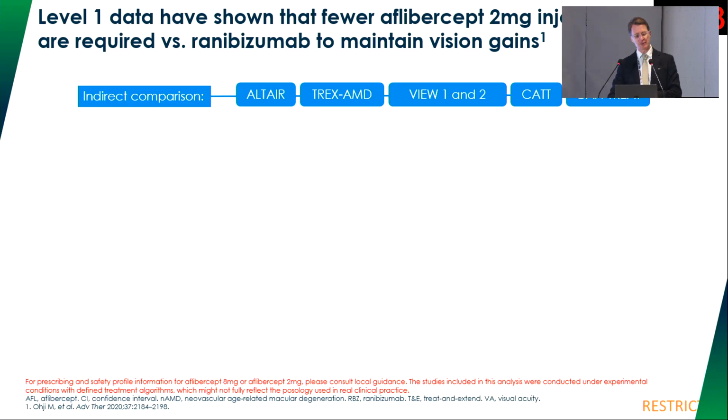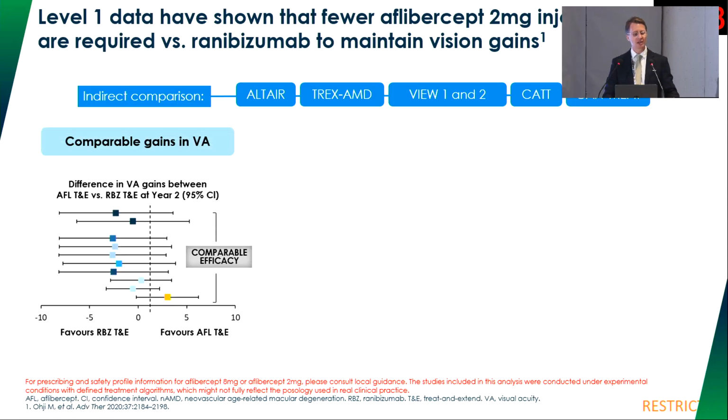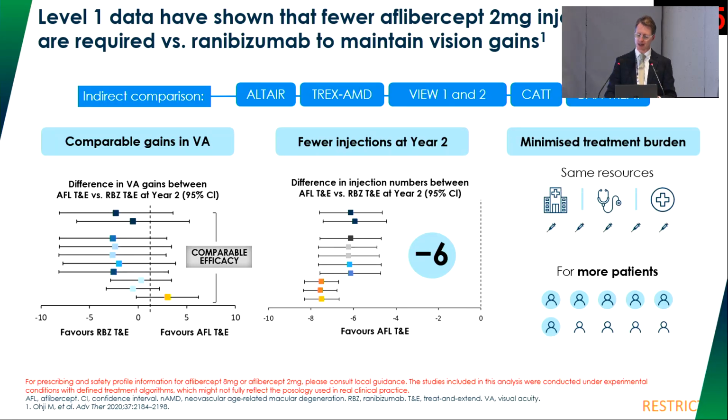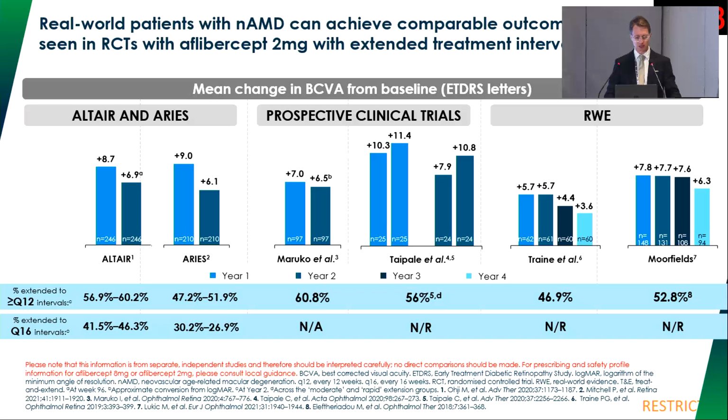But there is level 1 evidence, which is through indirect comparison. We have to be a little bit cautious with indirect comparison, looking at key studies to try and understand which medication and which treatment regimen is more favorable. There's a comparable visual gain with ranibizumab compared with aflibercept, but we see that there are typically fewer intravitreal treatments required in year 2, and that addresses this unmet need of a reduced number of treatments that we're searching for.